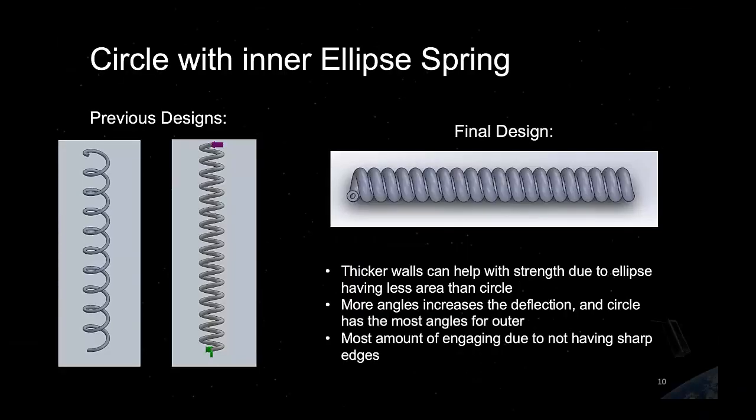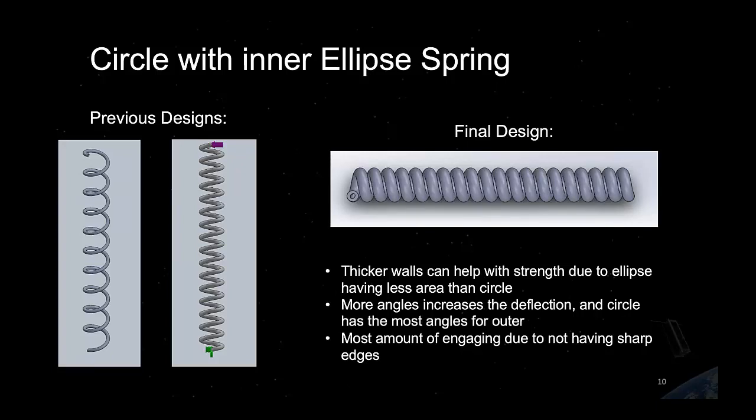The next design is a circle with an inner ellipse. The main reason why I chose to use an ellipse as an inner shape is because, comparing an ellipse to a circle, an ellipse has lower area, which can result in thicker walls for our design. And in this specific design, because deflection and handling the stress is one of the most important factors that we look into, I decided to make the walls thicker so it can handle the stress better.